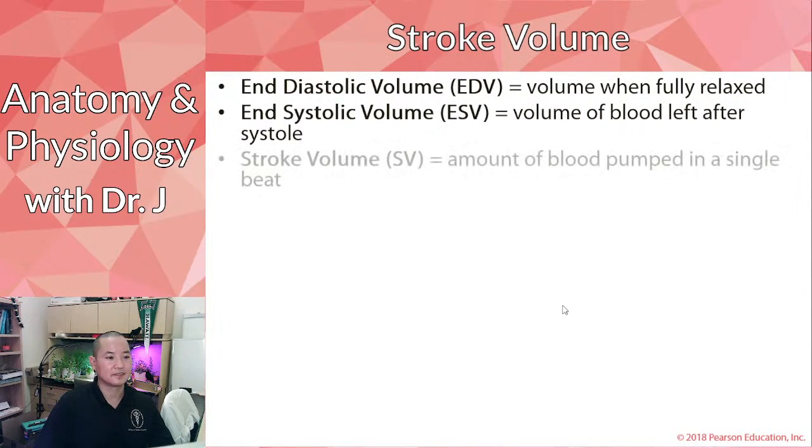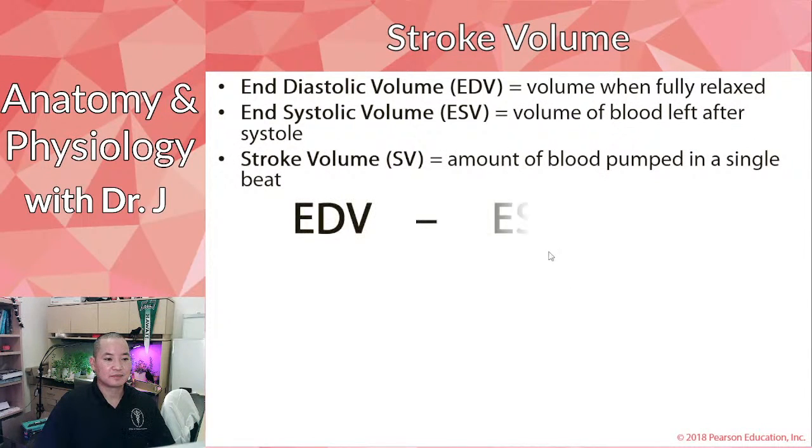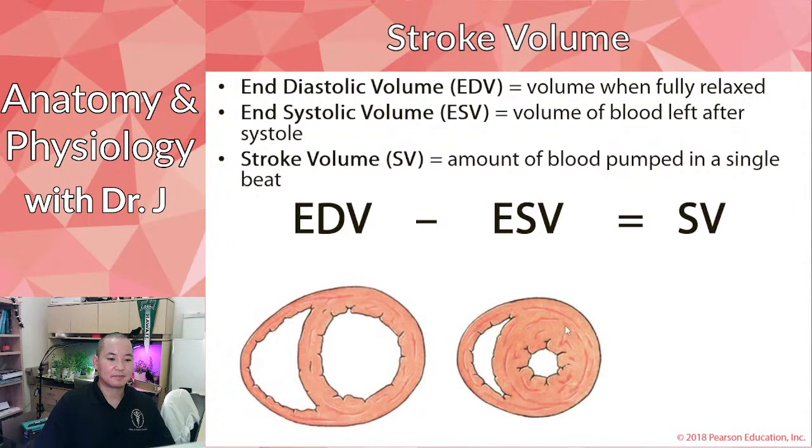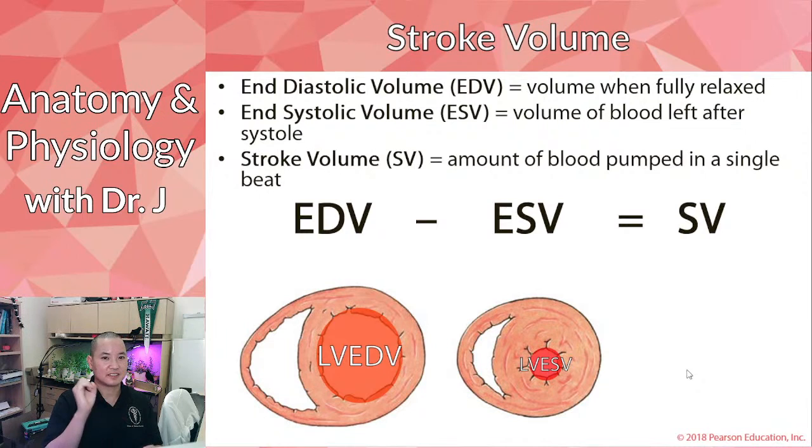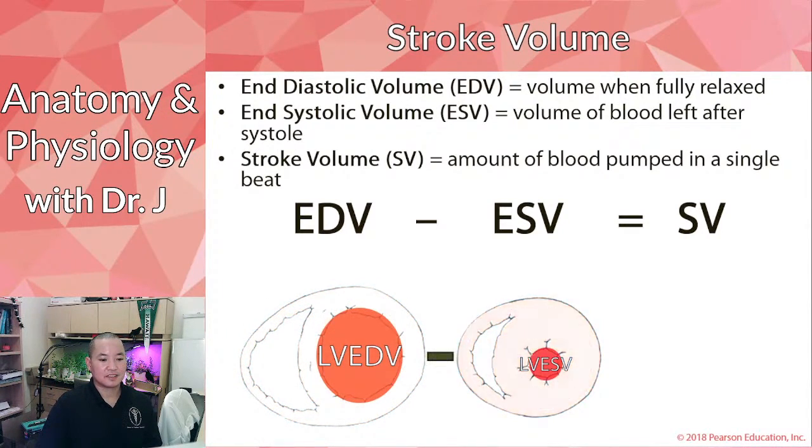Now, what you're going to do is basically take the difference between end diastolic volume when it's fully relaxed and end systolic volume. Because why? When systole happens, the heart walls are contracting, and then where does that extra blood go? In the left ventricle, it's going to go up into the aorta, right? So it is the difference between this volume over here and this volume over here. So again, it's not squeezing completely flat. There is some blood left over. So that difference is what we call the stroke volume.